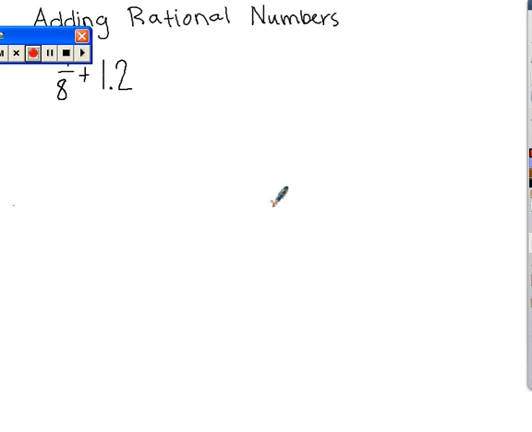Okay, now we're going to look at adding rational numbers, which just means adding numbers that are positive and negative, including decimals and fractions. So when we look at this problem, the first thing that we need to do is convert our decimal into a fraction. 1.2 is the same as 1 and 2. The 2 is in the tenths place, so it's 1 and 2 tenths.